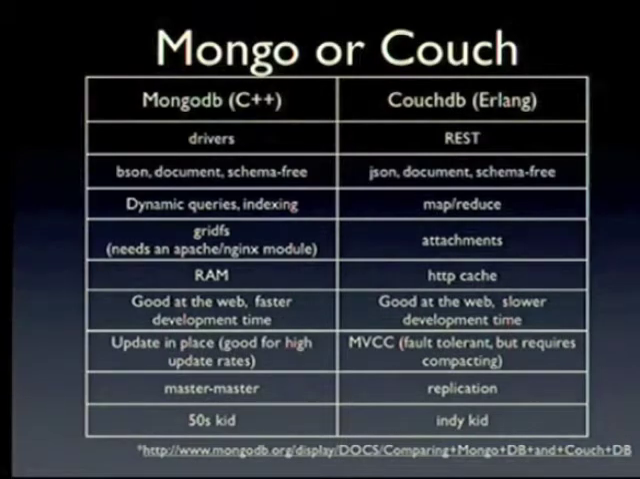And I see Mongo kind of like a 50s kid. It's more traditional. It's what we're sort of used to, but it's also faster. It's rock and roll. It's faster cars, where Couch is sort of indie kid. It's the latest. They have some crazy neat ideas about things.